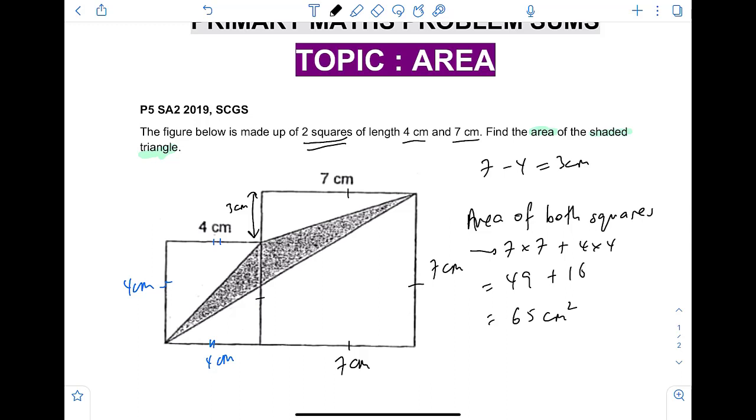Okay, and then from there we find the area of this big triangle here, unshaded triangle. So that will be half times base. The base will be 4 plus 7, right? That will be 11 cm. So half times 11 times 7. It's a paper 2 for primary 5. You can use calculator. 38.5.